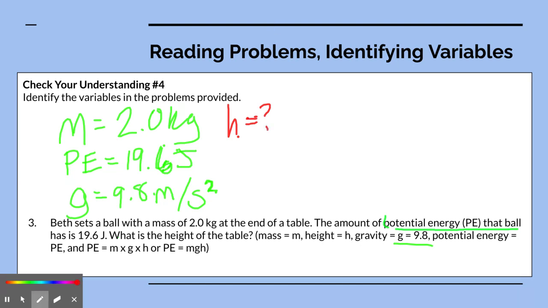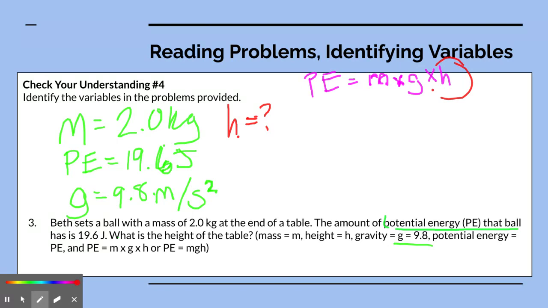Well, let's write in our equation because we are given an equation. And our equation is PE is equal to M times G times H. So PE is equal to M times G times H. And we're trying to solve for H. Okay. So you just got to get H by yourself. So how do you get H by yourself?